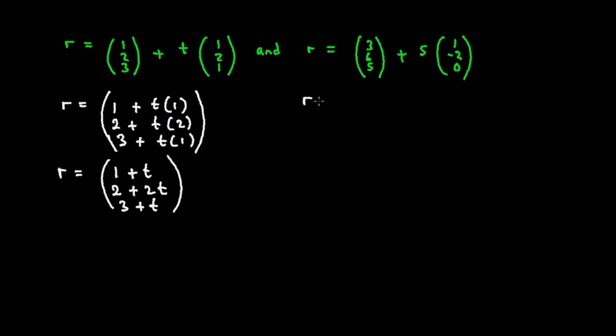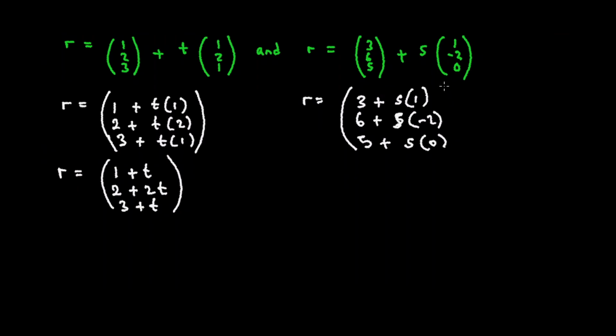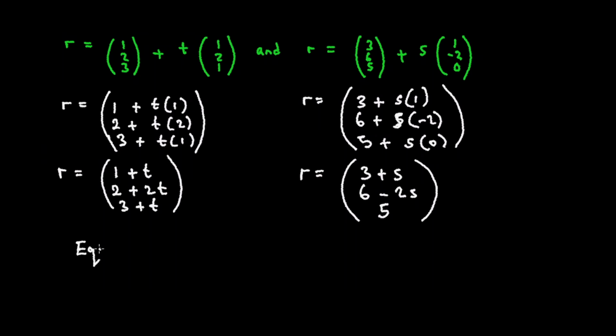We do the same for this one. Here r is equal to 3 plus s times 1, 6 plus s times minus 2, then 5 plus s times 0. So r is equal to 3 plus s times 1, the 3 plus s, 6 plus s times minus 2, the 6 minus 2s, then 5 plus s times 0, which remains 5. Like that, this is xyz. So we are equating coordinates.